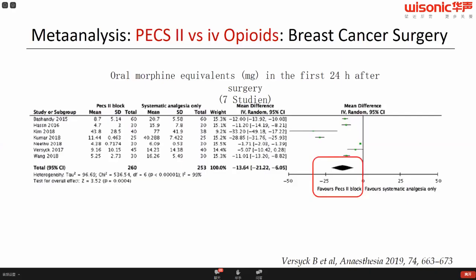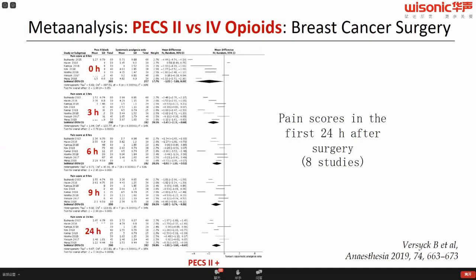What is the evidence for the PEC blocks? This picture shows you a meta-analysis of PEC 2 blocks versus IV opioids for breast cancer surgery, and you can see that the oral morphine consumption is lower for the PEC blocks compared to systemic analgesia. Comparing the pain scores of the PEC 2 block with systemic opioids, the pain scores were lower during the first 24 hours at different time points for the PEC 2 blocks.